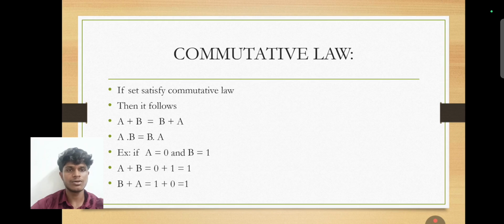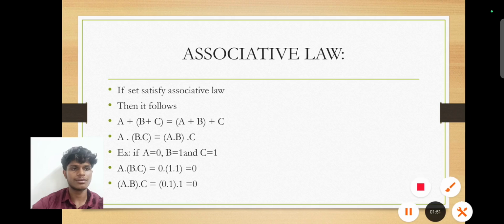Let us consider an example. If a equals 0 and b equals 1, then a plus b equals 0 plus 1 equals 1. Then b plus a equals 1 plus 0 equals 1. LHS equals RHS, so it is verified. If we also take a into b equals b into a, 1 into 0 equals 0 into 1, which equals 0, then it satisfies the commutative law. In this example, we explained the commutative law.